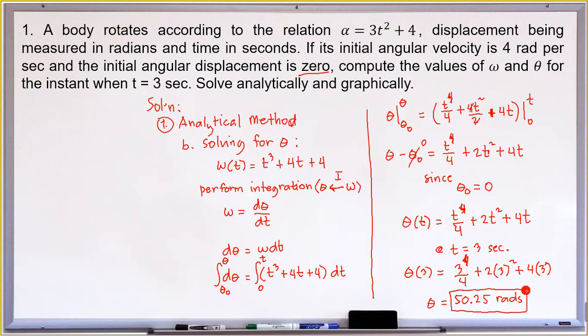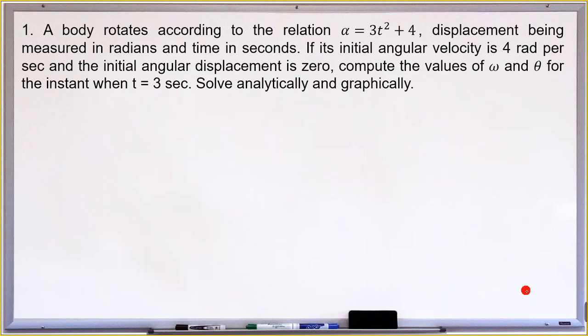Now, for the second step, we are going to use the graphical solution, wherein we look at the shape of the graphs of the functions that were generated. So, by graphical solution, number two, graphical solution. So, let's start with letter A, solving for the W or the angular velocity.